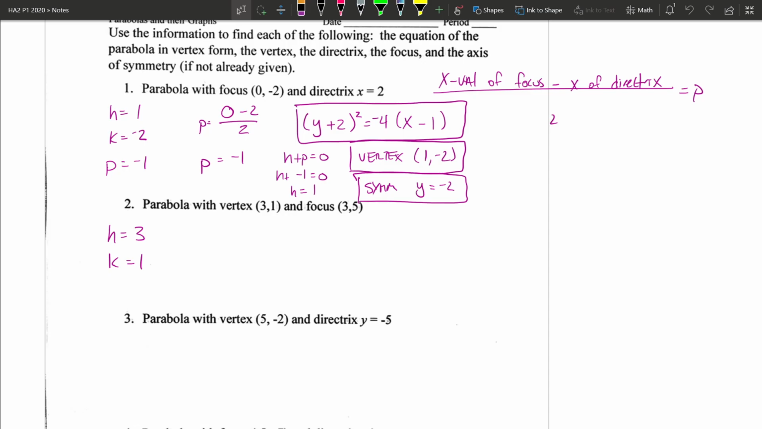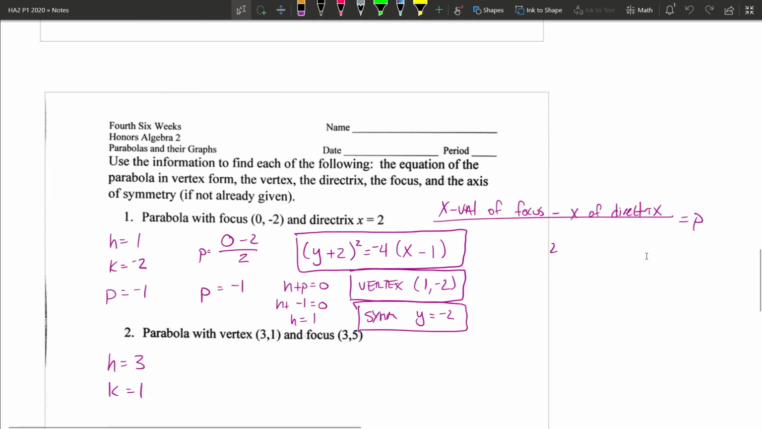How are we going to figure out the p on this one? So let's take a look at what we know about the focus. The focus is (3, 5). And it looks to me like if I graphed this, these would be on the same x coordinate, but on different y's. So it looks to me like this is going to open up. So it's a vertical parabola.